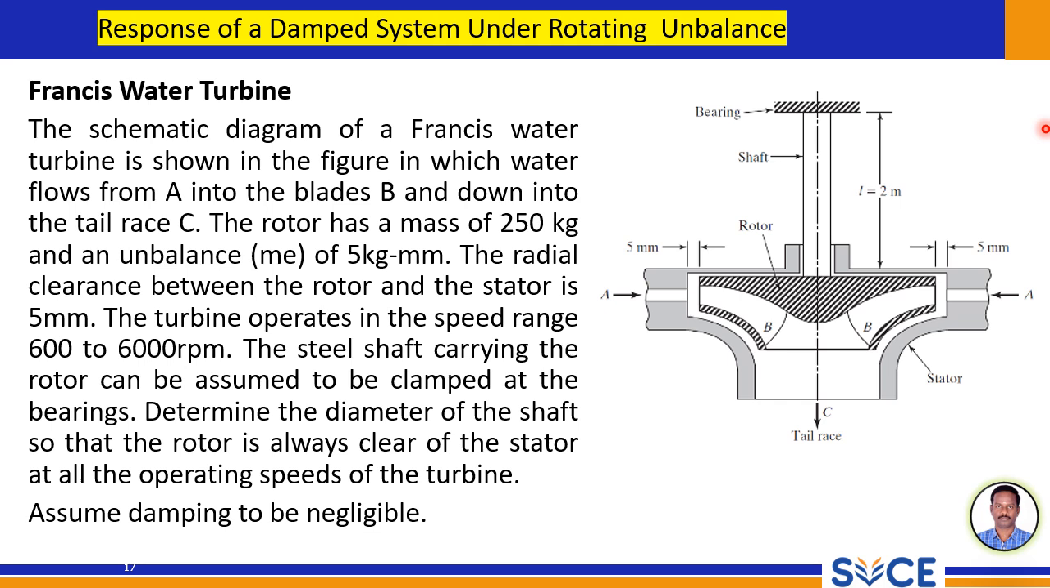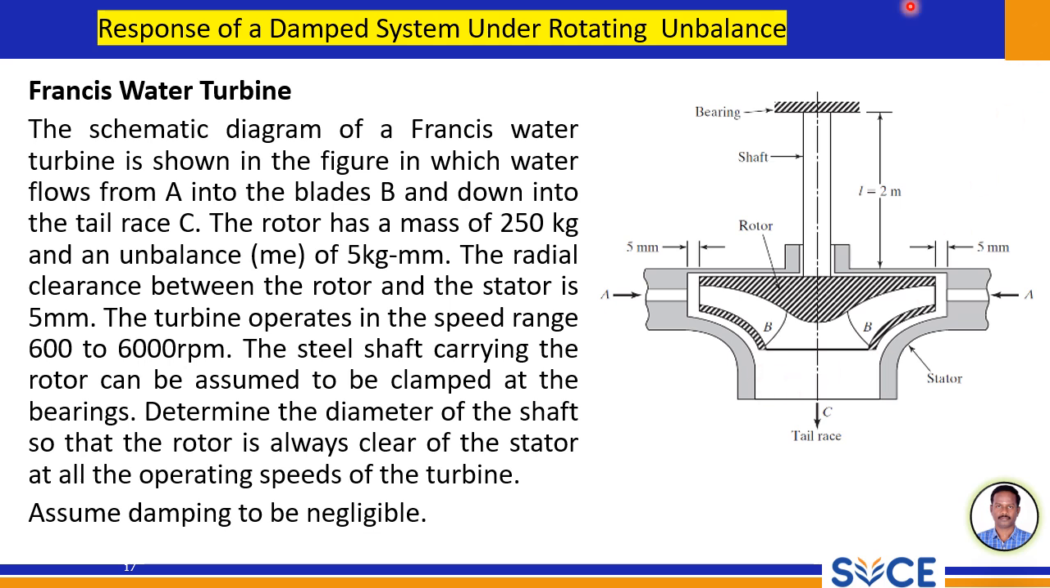The turbine operates over a wide speed range from 600 to 6000 rpm. The challenge is to design the shaft so that the rotor remains clear of the stator at all speeds within the range. The shaft, made of steel, is assumed to be clamped at the bearings and has a length of 1.2 m. Our task is to determine the appropriate diameter of this shaft.